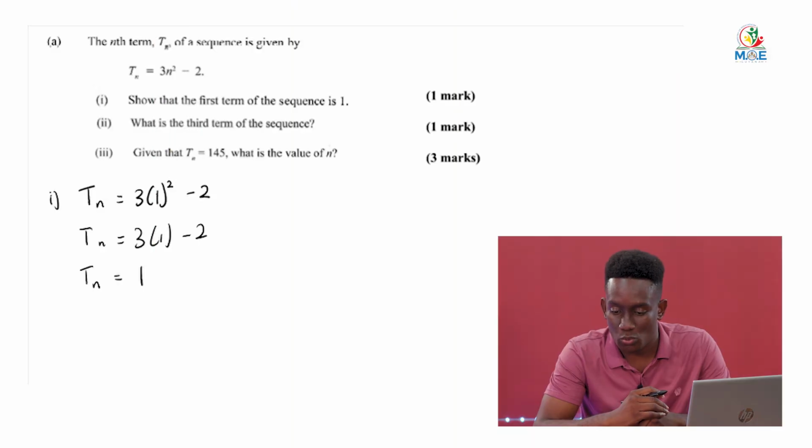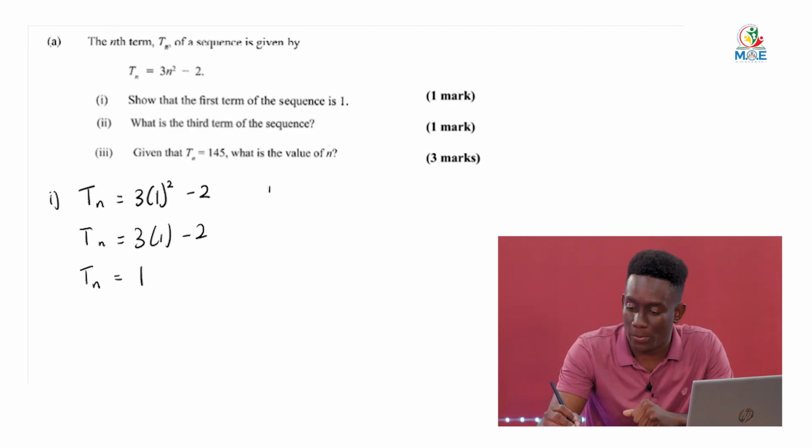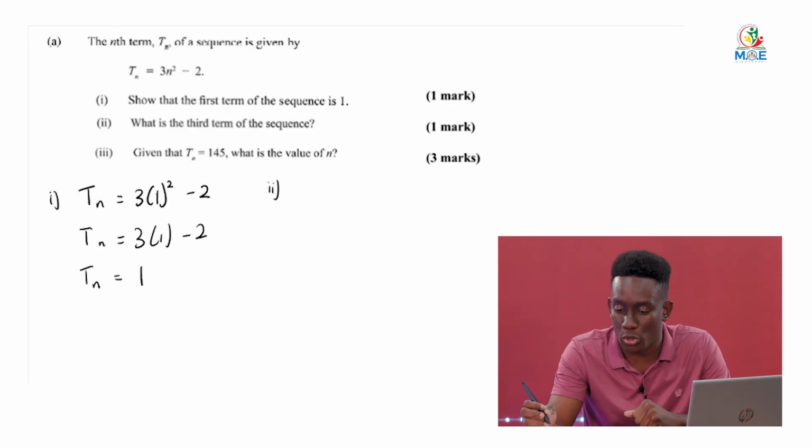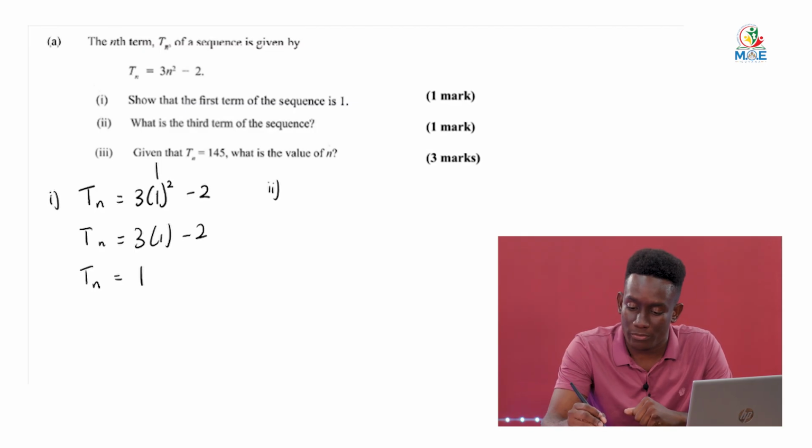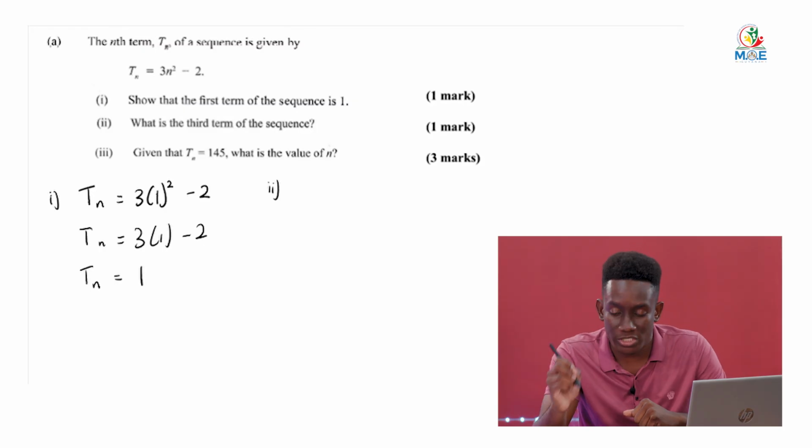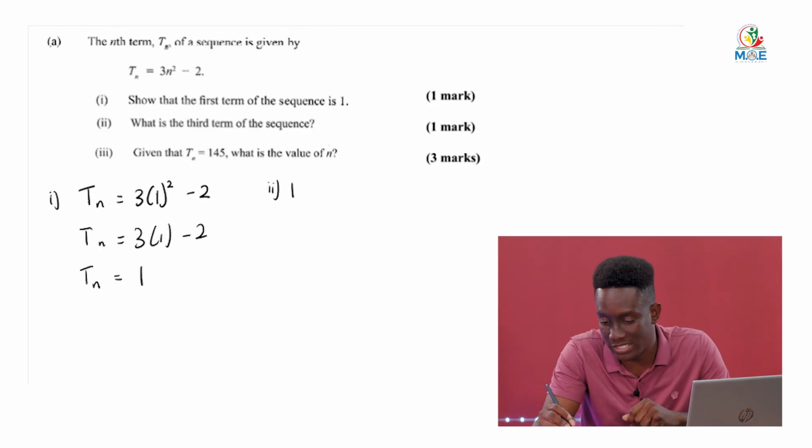So the next one says, what is the third term in the sequence? So part 2 is saying, what is the third term of the sequence? Instead of replacing n with 1, in this case we're talking about the third term. So the third term will be n equal to 3. So we can say t underscore n is equal to 3, instead of n now, we'll say 3, squared, minus 2.